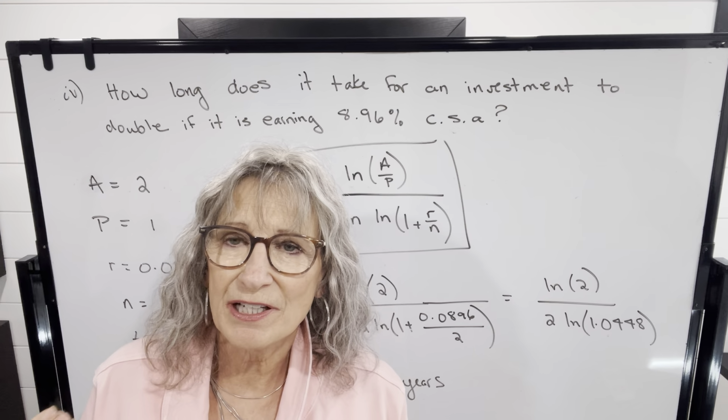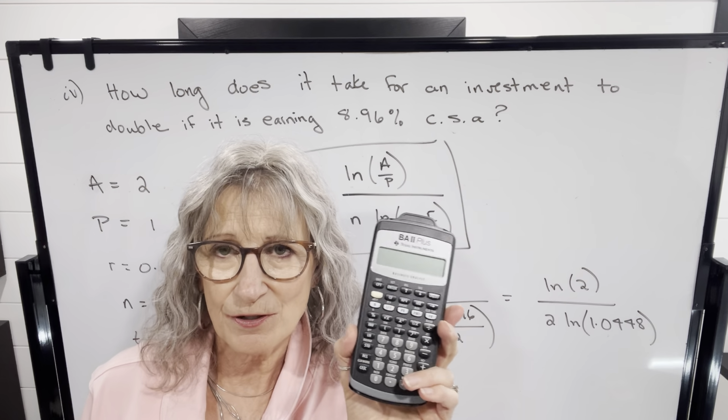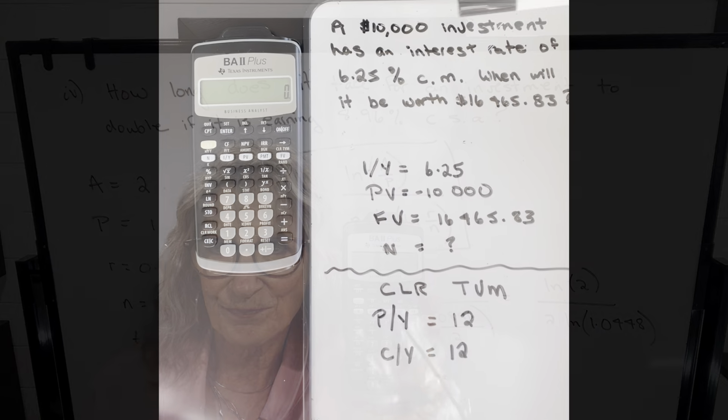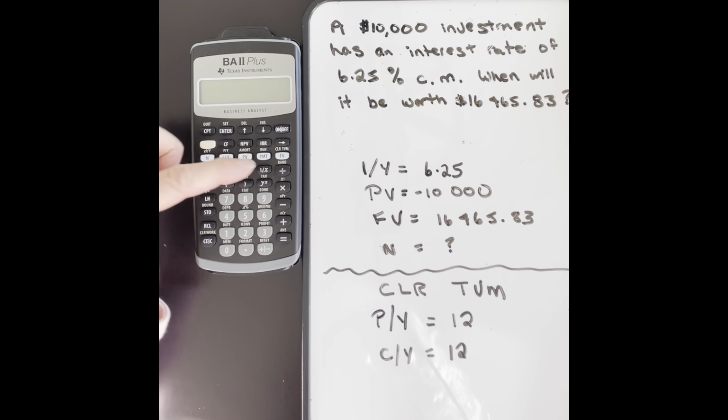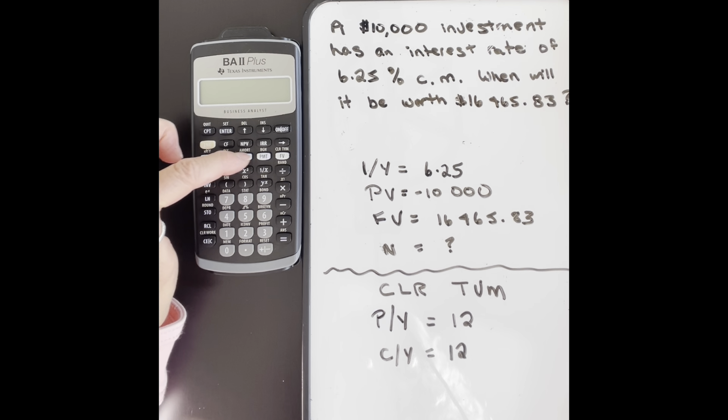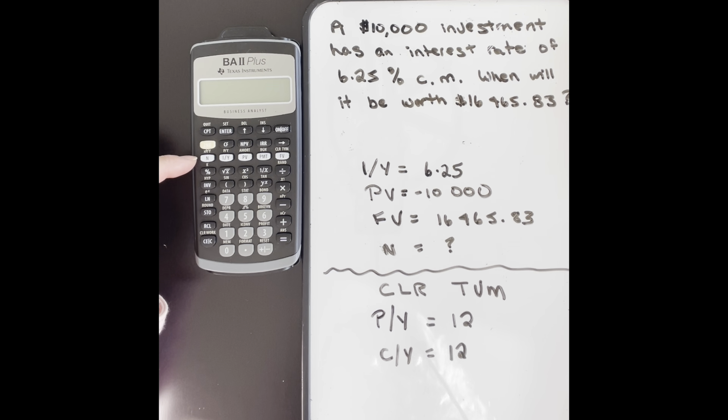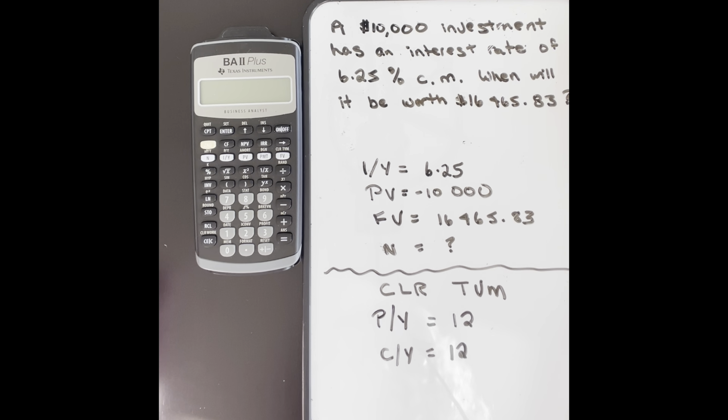Now let's take a look how we can find time using the function on your business analyst calculator. So let's do this example with our calculator. It says a $10,000 investment has an interest rate of 6.25% compounded monthly. When will it be worth $16,465.83? We're going to be using these white buttons on your calculator for any compound interest calculations, and they allow us to find any value as long as we know the other ones.